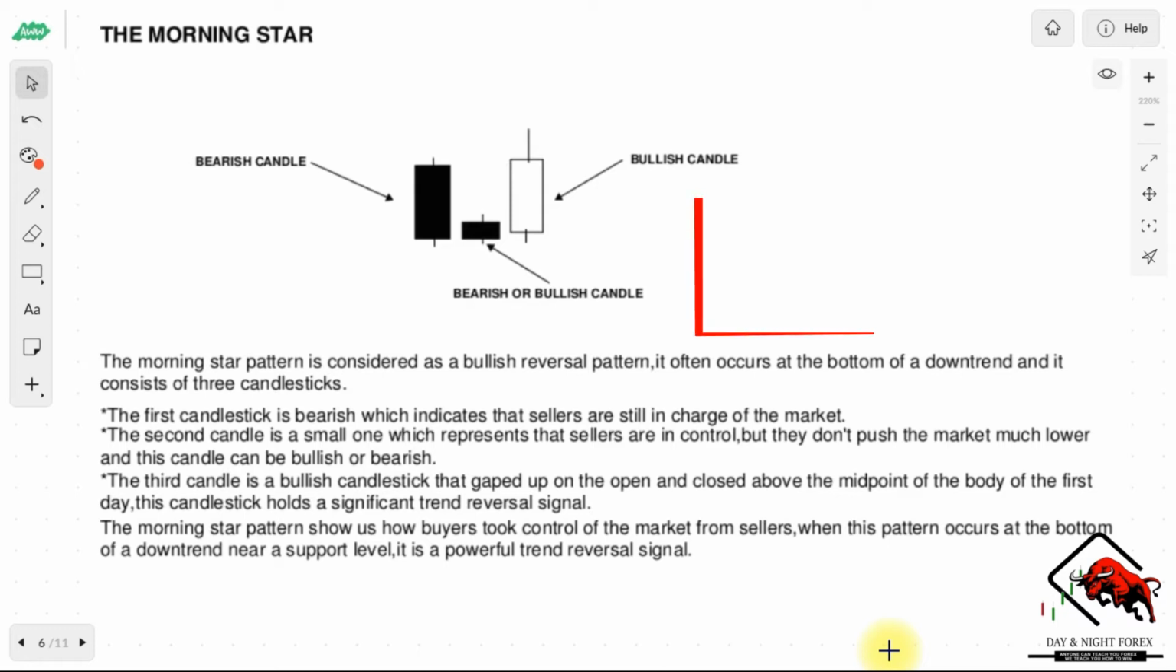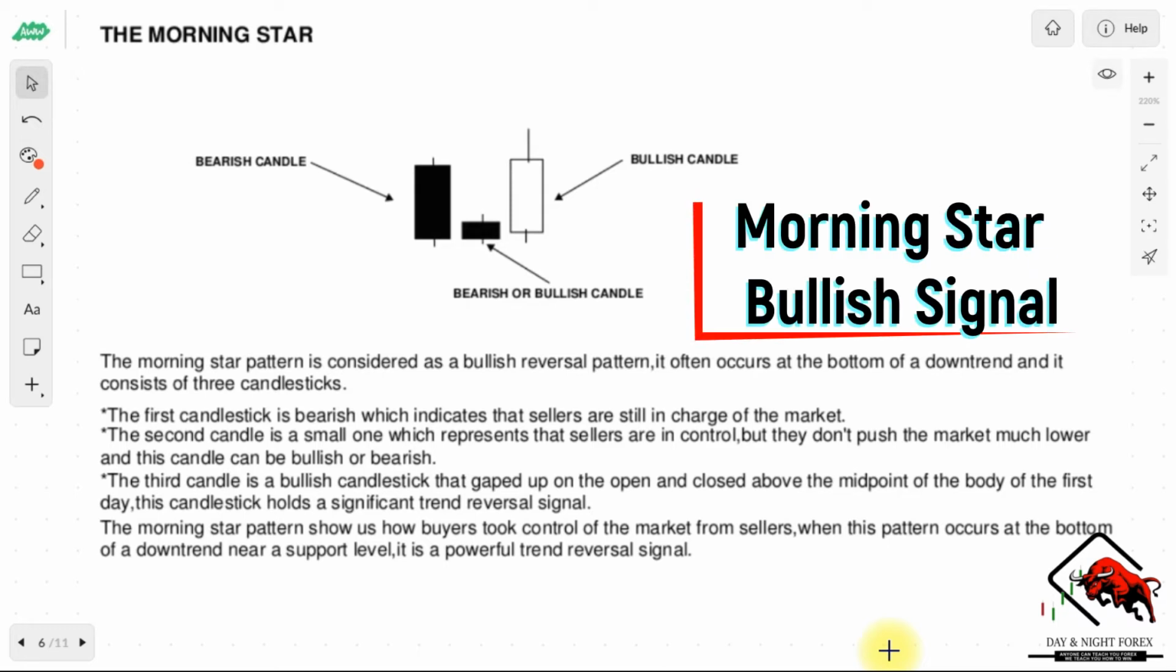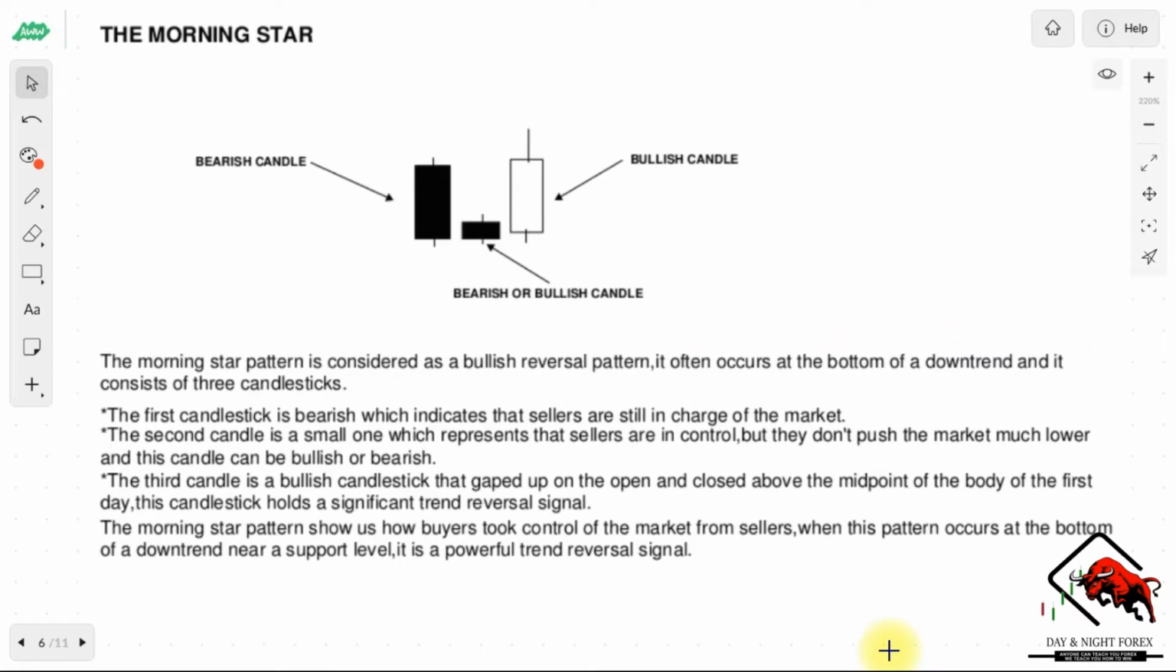Okay, so the morning star is a combination of three candles, as you can see right here. We have our first bearish candle, then a small bullish or bearish candle in the middle, and then a bullish candle. So this is what makes a morning star. The morning star pattern is considered a bullish reversal pattern. It often occurs at the bottom of a downtrend, and it consists of three candles.